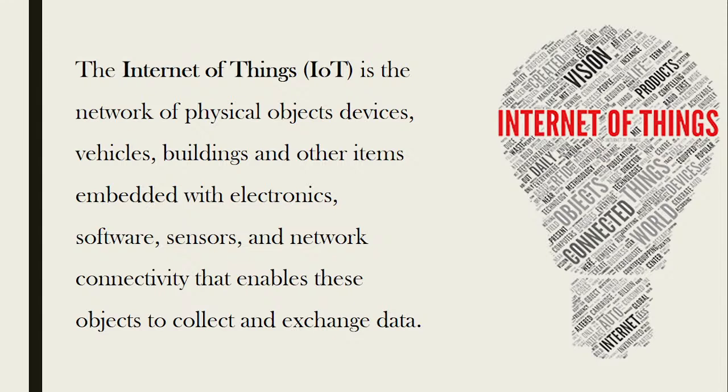If you take vehicles or buildings, they can't access the internet, because if you take a vehicle, it is a mechanical machine, so it doesn't have the capability to access the internet. So you need to embed that vehicle, that machine, with an electronic device. The electronic device should be programmed using software, and then it can access a network. Then using that network, it can exchange data.